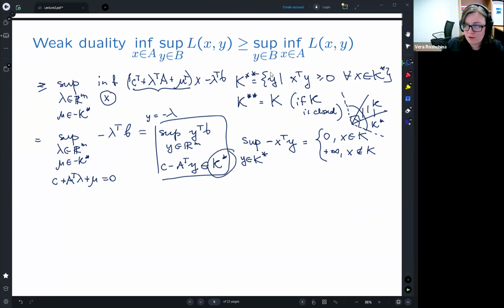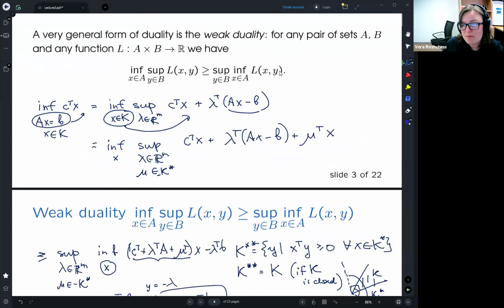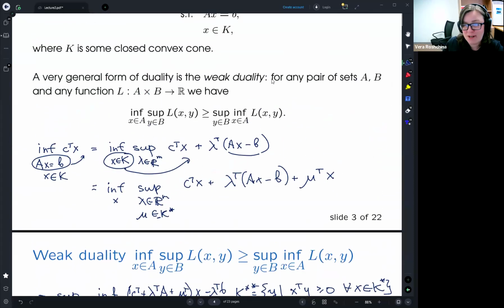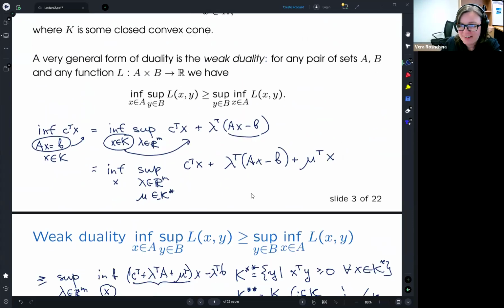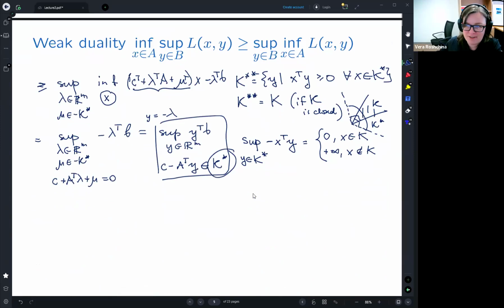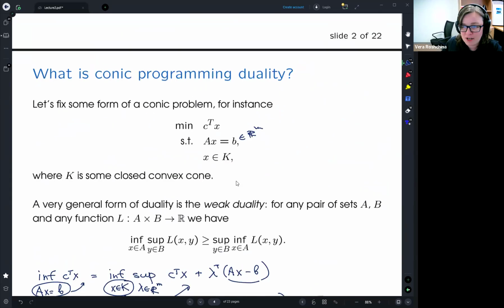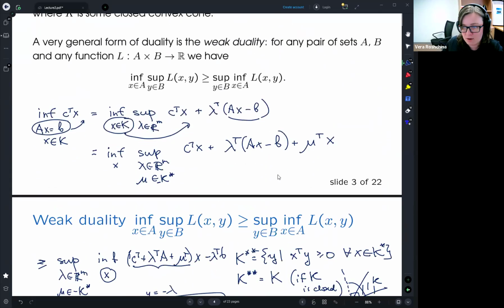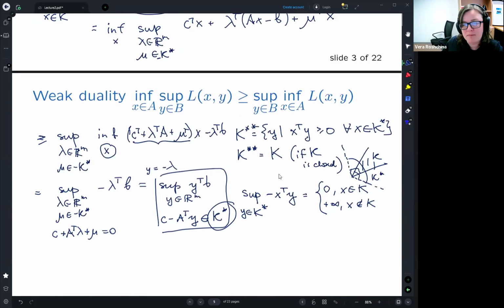So dual cones appear very naturally when we try to obtain the dual, when we try to use this weak Lagrangian duality or weak duality theorem on our conic programming problem. Right, and this is the way to obtain duality for all kinds of formulations, not necessarily conic programming, but all sorts of convex programming problems.